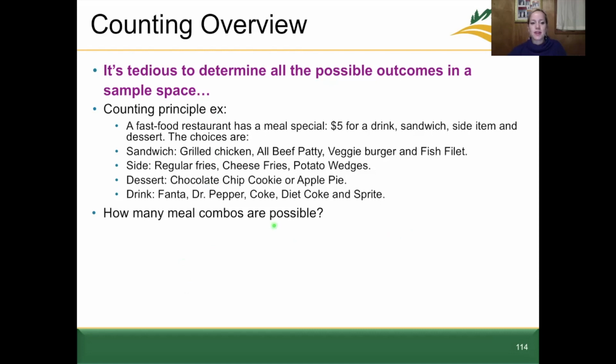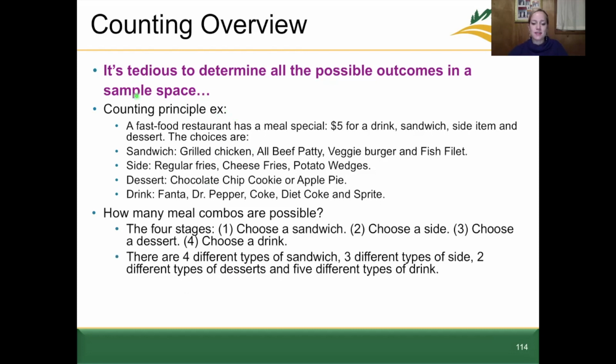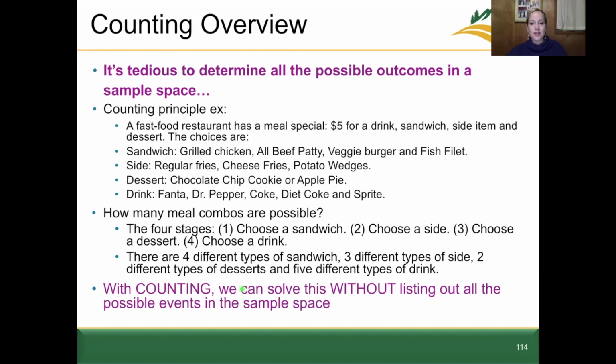Well, when we're going to use counting or go through and determine all the different possible outcomes, we'd recognize there's 4 different stages: a sandwich, a side, a dessert, and a drink. Then within each category, we have all these different types of options. When we start to then use counting, which we'll do in this section, we can solve this without listing every single possible event in that sample space. The key to counting, though, is to recognize what situation we're dealing with and then therefore which formula to use.